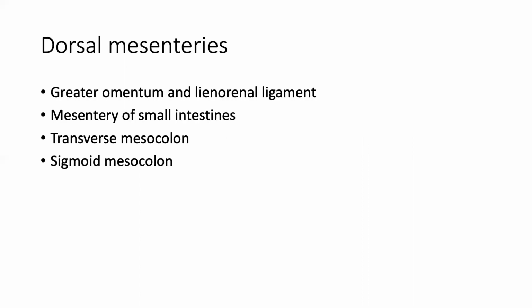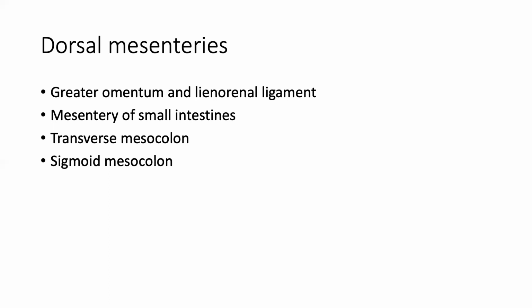Dorsal mesenteries are more common. They originate from the posterior abdominal wall. For example, the greater omentum, the omentum we first saw once we get into the abdomen, and the lienorenal ligament. Liено means spleen, renal means kidney. The ligament running from the kidney to the spleen is also a dorsal mesentery.